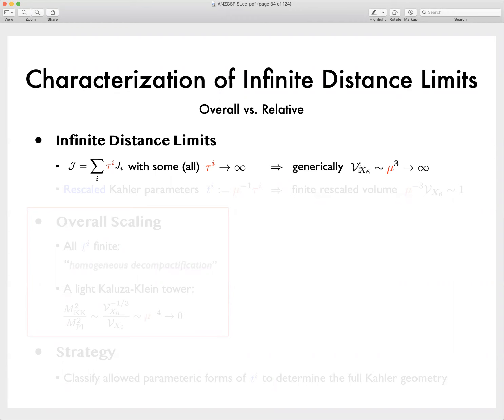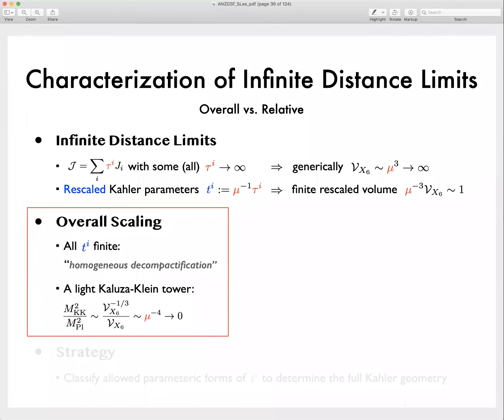And we can write the volume of X6 like this, where mu is a very large parameter. But we can perform an overall rescaling of the Kahler parameters, the tau i's, to these blue t i's, so that the X6 volume measured with respect to this new ruler is going to be finite. So essentially, mu to the -1 absorbs the infinity in V_X6.